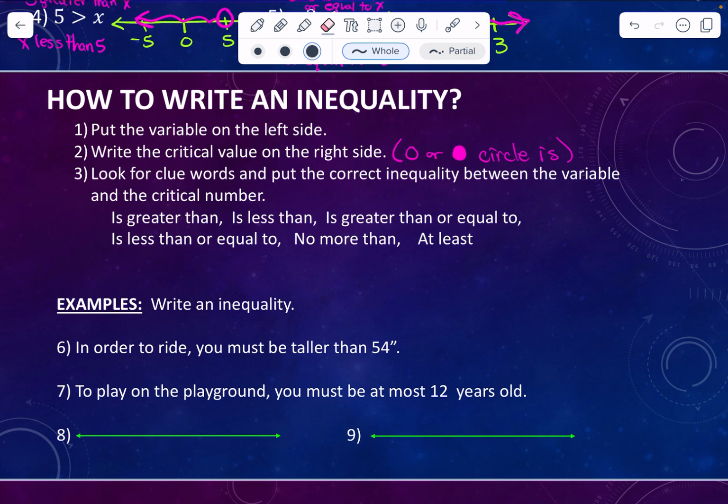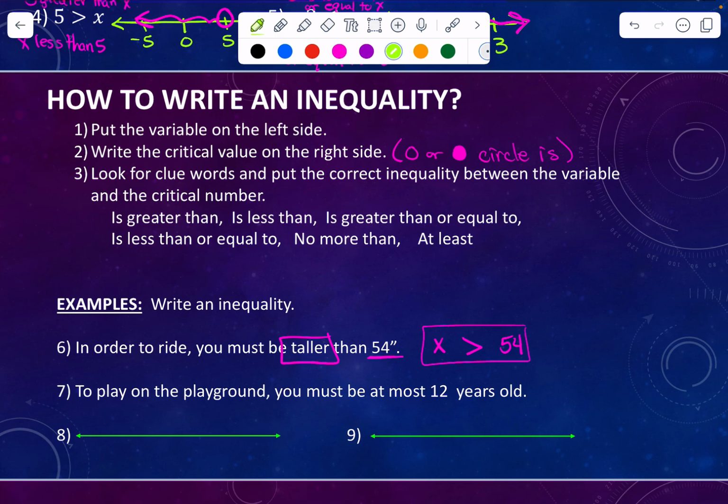So here we go. In order to ride the ride, you must be taller, that's the key word here, than 54 inches. So I'm going to put my x on the left, I'm going to put my 54 on the right, and I must be taller, so I have to be greater than. I'm not equal to because it doesn't say you can be 54 or taller. It says you must be taller than 54 inches. Okay, let's try the next one.